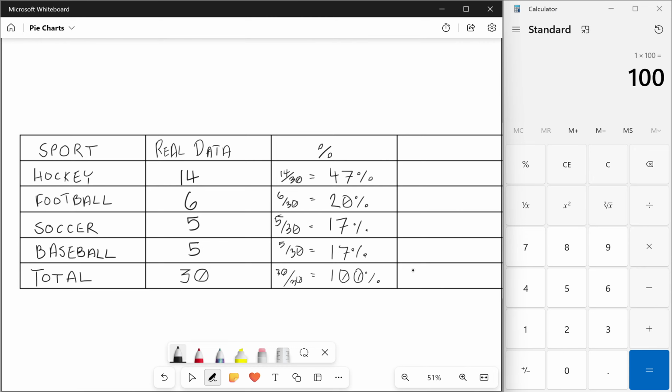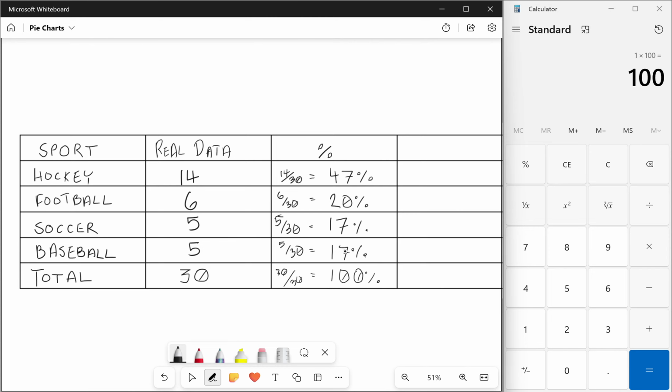So now we have these down to the proportions as percentages. 47% of students chose hockey. 20% of students chose football. 17% of students chose soccer, and 17% of students chose baseball.